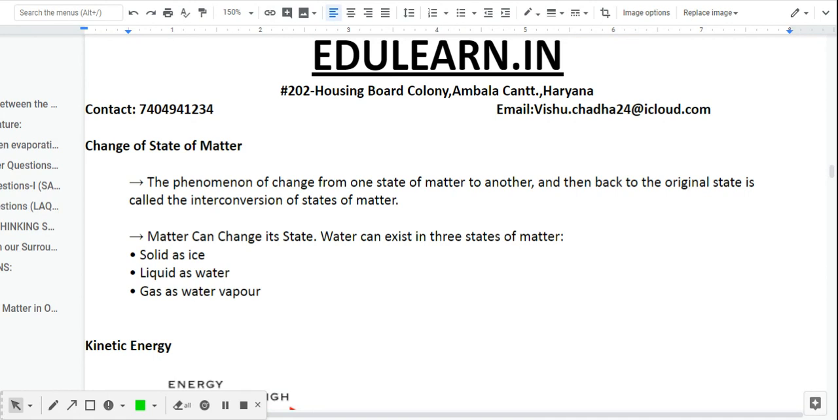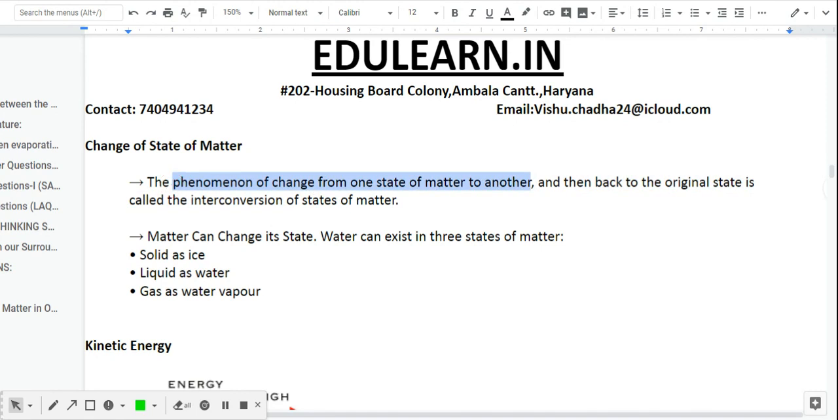What do you mean by the change of state of matter? The phenomenon of change from one state of matter to another. So this phenomenon of change of one state of matter to another, and then back to the original state, is the interconversion of the states of matter.